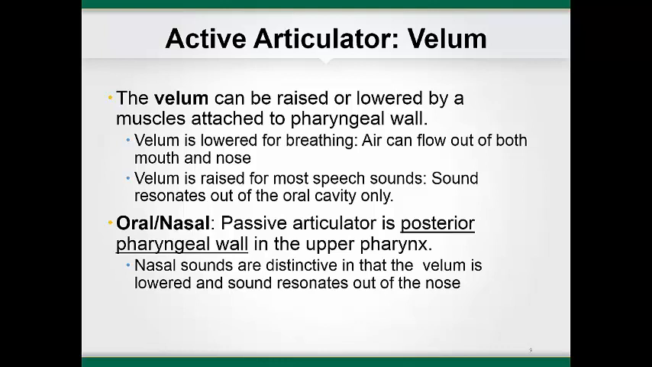The nasal sounds are distinct from other speech sounds because they are produced with the velum down, so that air can resonate in and flow out of the nasal cavity. In this case, the active articulator is the velum, and the passive articulator is the posterior pharyngeal wall. The nasal sounds are the first sounds in mop and not, and the last sound in ring. So m, n, and ng sounds.